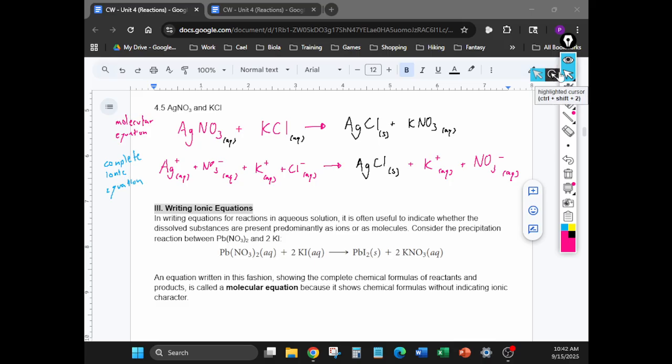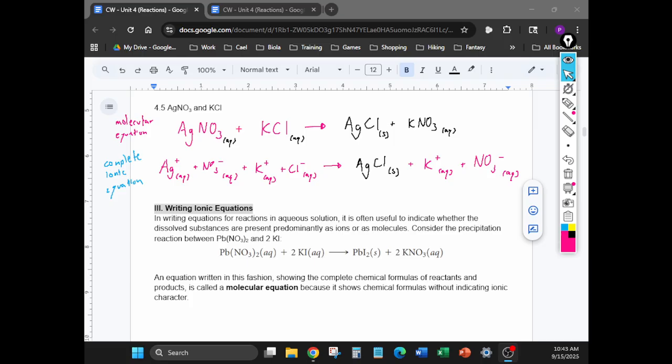I know it's really annoying to write because it's super long, but this is one of the things the AP test does check, to see if you can identify what everything breaks down into. But it's not too bad as long as you know your ions. All right, any questions? Okay, so that's the complete ionic equation.